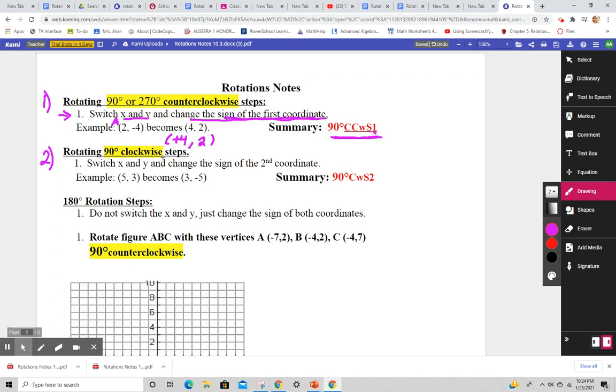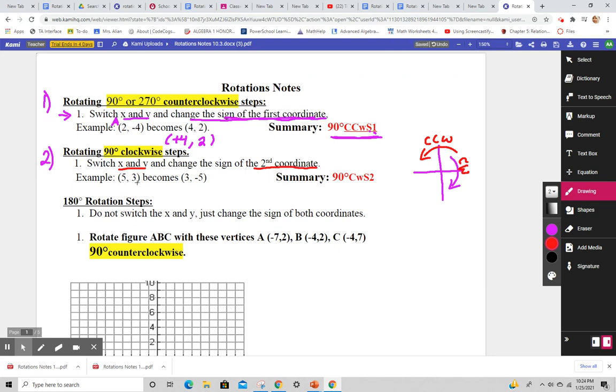Okay? All right. Next rule, rule 2, rotating 90 degrees clockwise. So this is what it looks like. This is going clockwise, and this is going counterclockwise. All right, so you will switch X and Y and change the sign of the second coordinate.